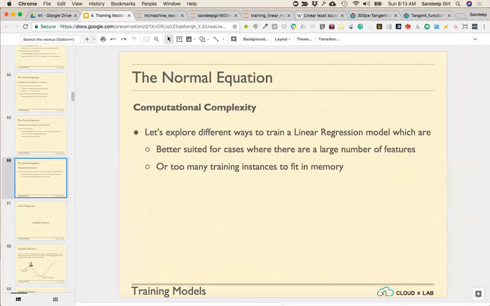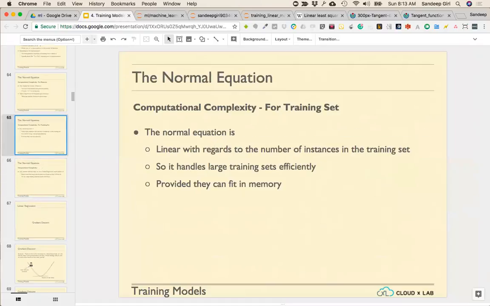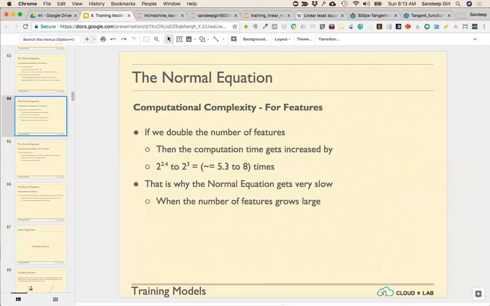All right. So the normal equation is linear with regards to the number of instances in the training set. So it handles large training sets efficiently, provided they can fit in the memory. Okay. So you can see that if you double the number of features, the time complexity will take 8 times. If the features go from one to 10 input variables, the time taken will become 1,000 times. That's why the normal equation gets really slow when the number of features grows larger.